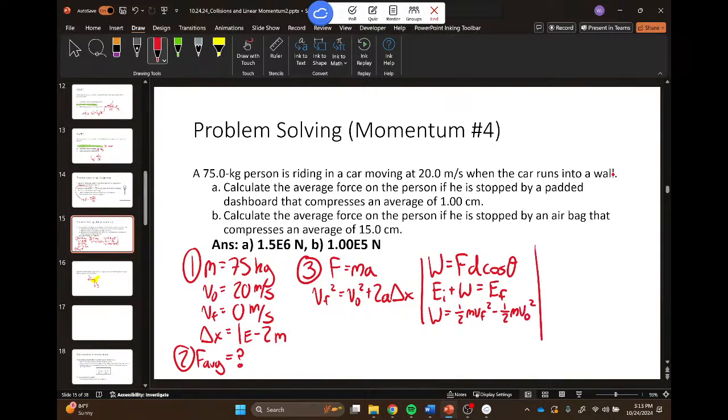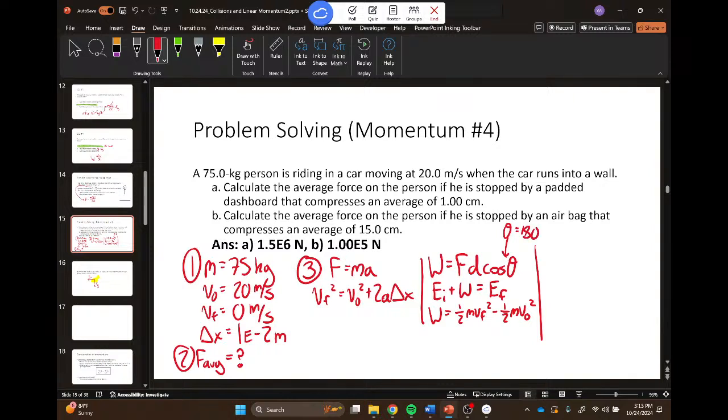Great, that's another way of doing this problem. I've got m, I've got f, so I've got v final and initial, and I've got the distance, that's just delta x. Do note that our final velocity is 0 and our initial velocity is 20, so you get a negative. But our work will also be negative because it'll be cosine of 180.